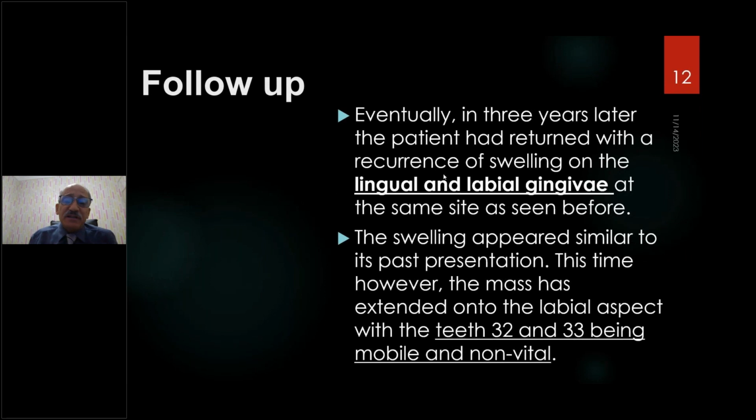When the patient came this time, 3 years after, we see that unfortunately the lesion recurred, and instead of lingual, it involved the labial gingiva. The swelling appears similar to its past presentation. This time, however, the mass has extended onto the labial surface of the gingiva of 32 and 34. Next, please.